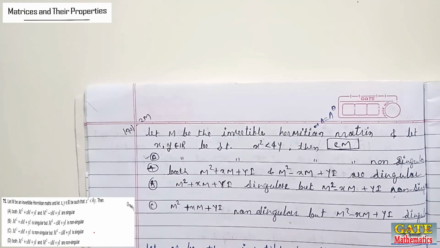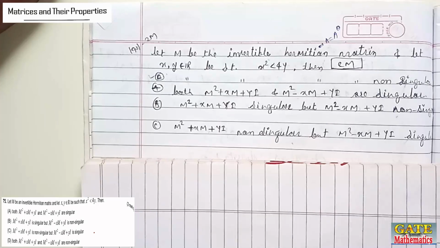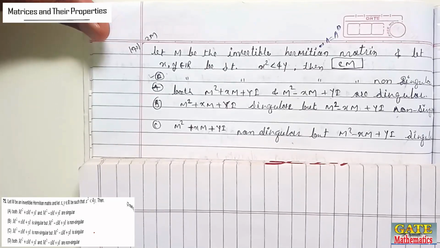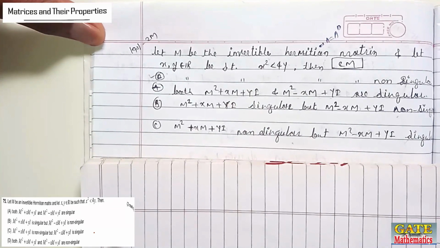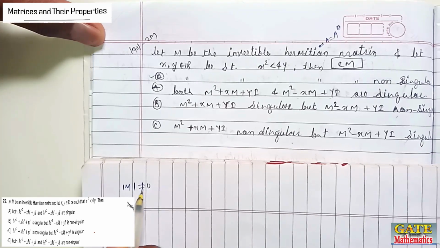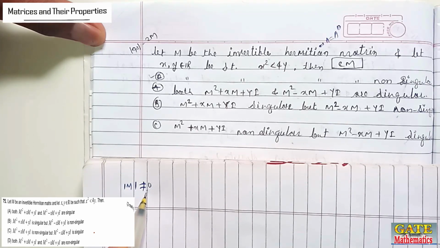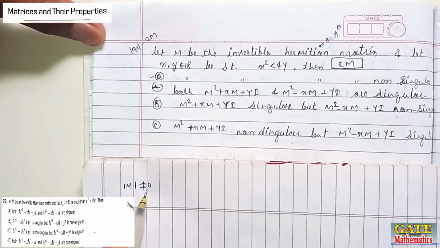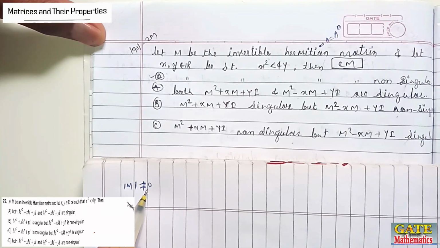The question is very easy, we just need to apply some basic concepts. Now let's get started on today's solution. We'll go for a detailed understanding of each and every option, and understand what is given in our question. We are given that M is an invertible matrix. What is meant by an invertible matrix? A matrix whose determinant is non-zero is called an invertible matrix. So M is an invertible matrix.